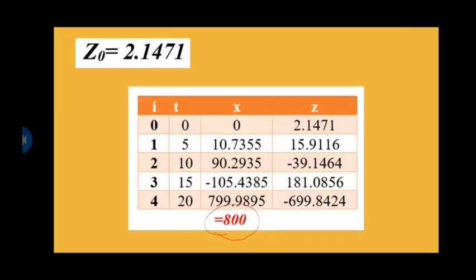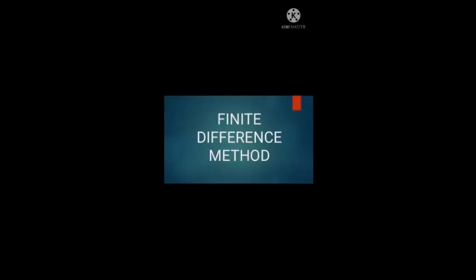So we continue our calculation by using the new initial guess z equal to 2.1471, and solving the same problem by using a system of Euler, and I present my answer in this table. So now I have x at t equal to 20 matching the condition. Next is the finite difference method.